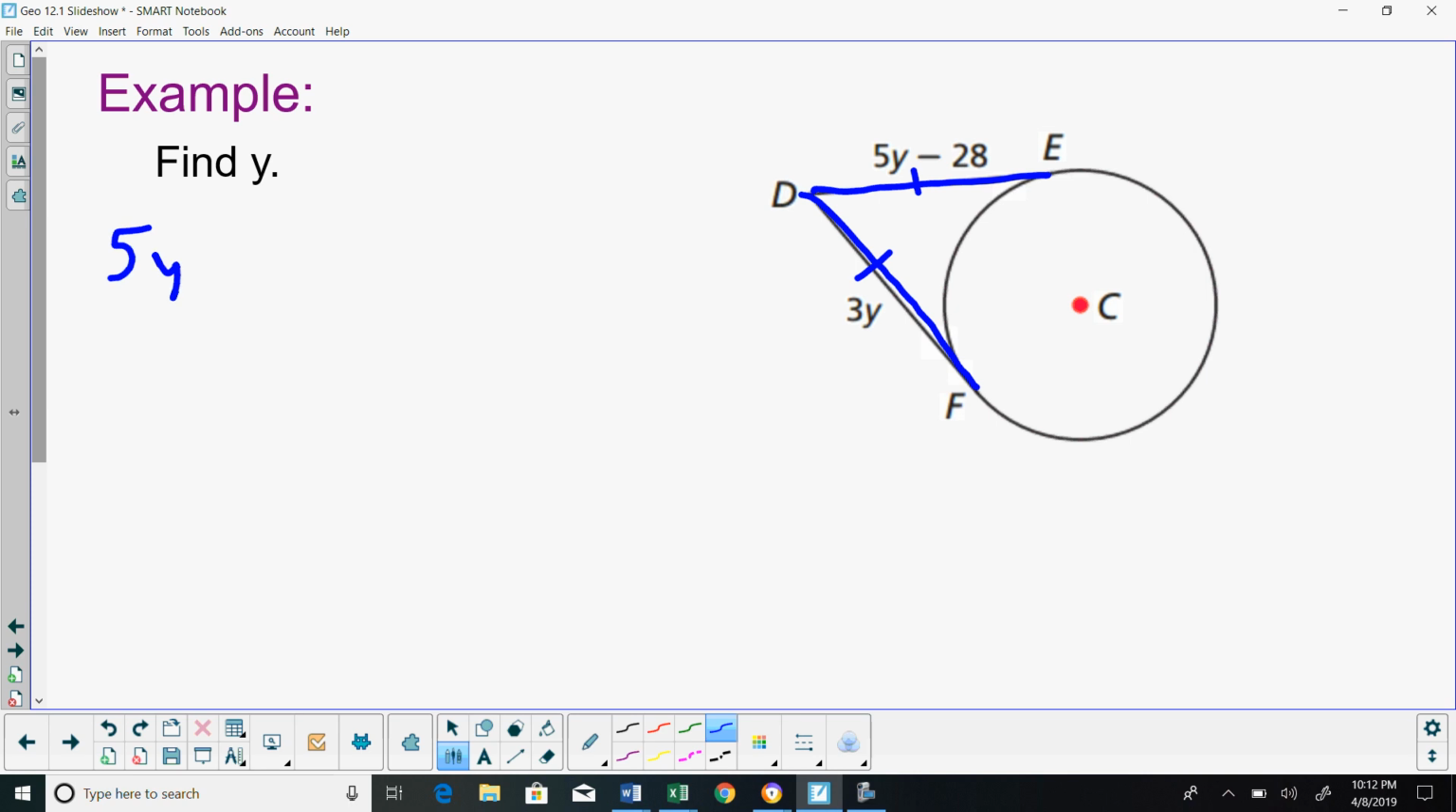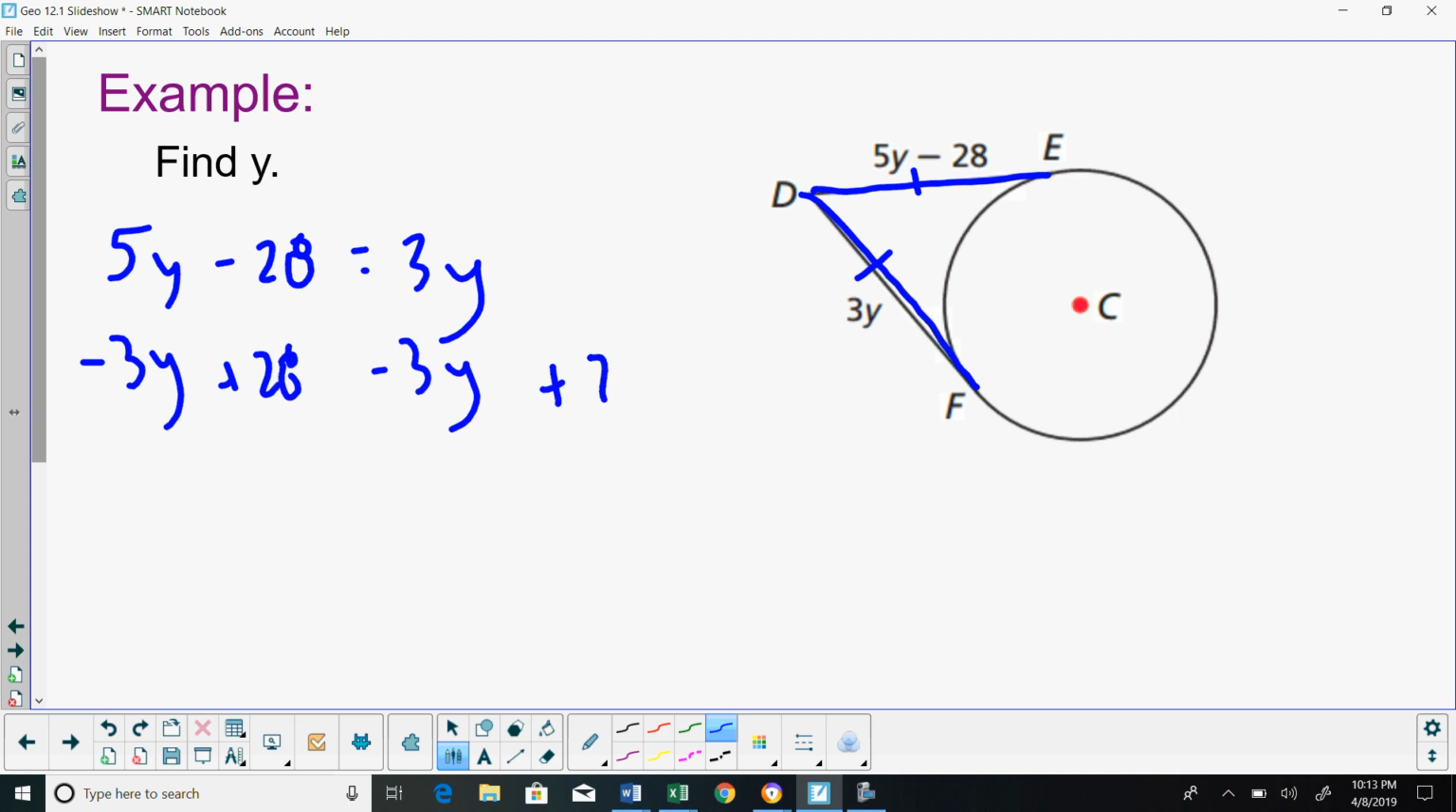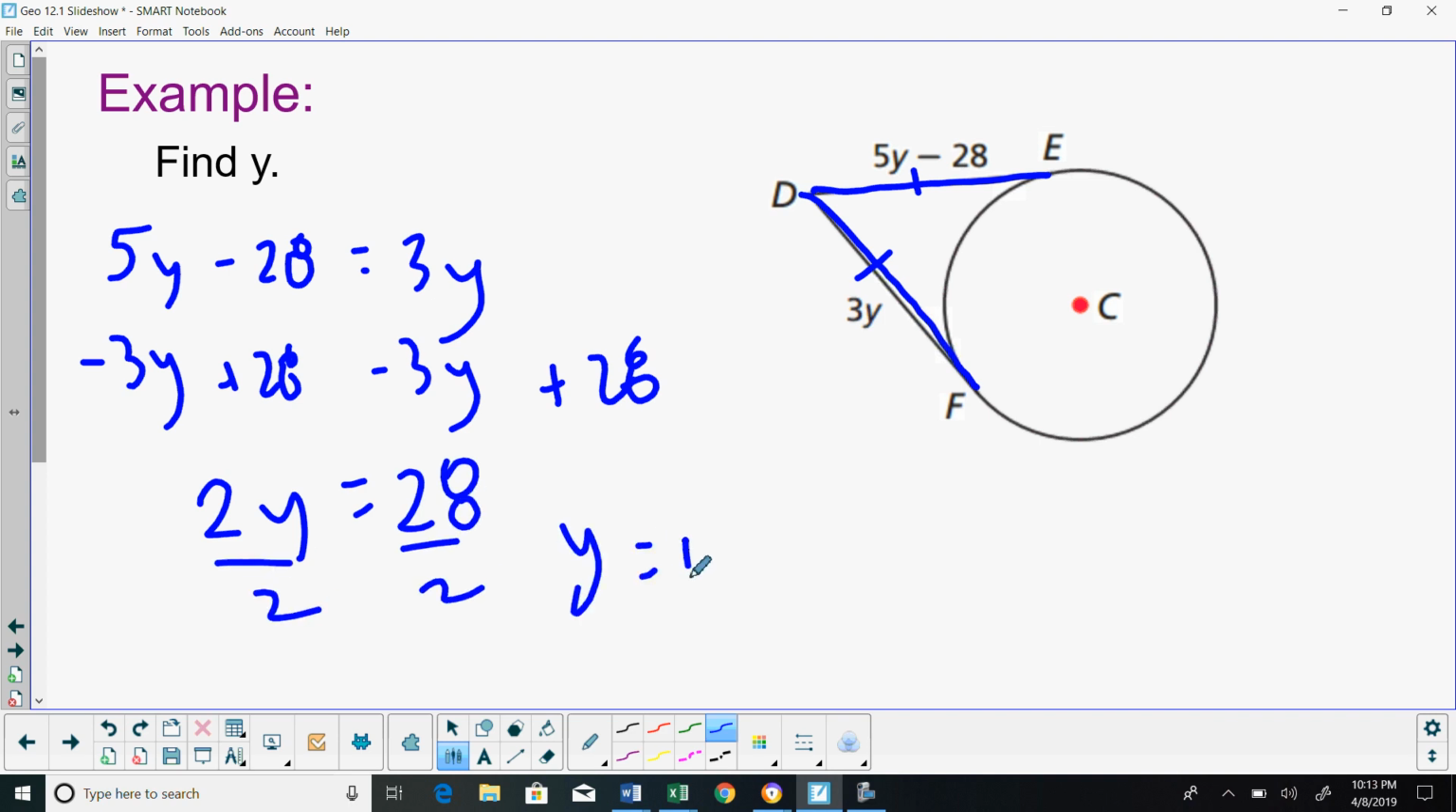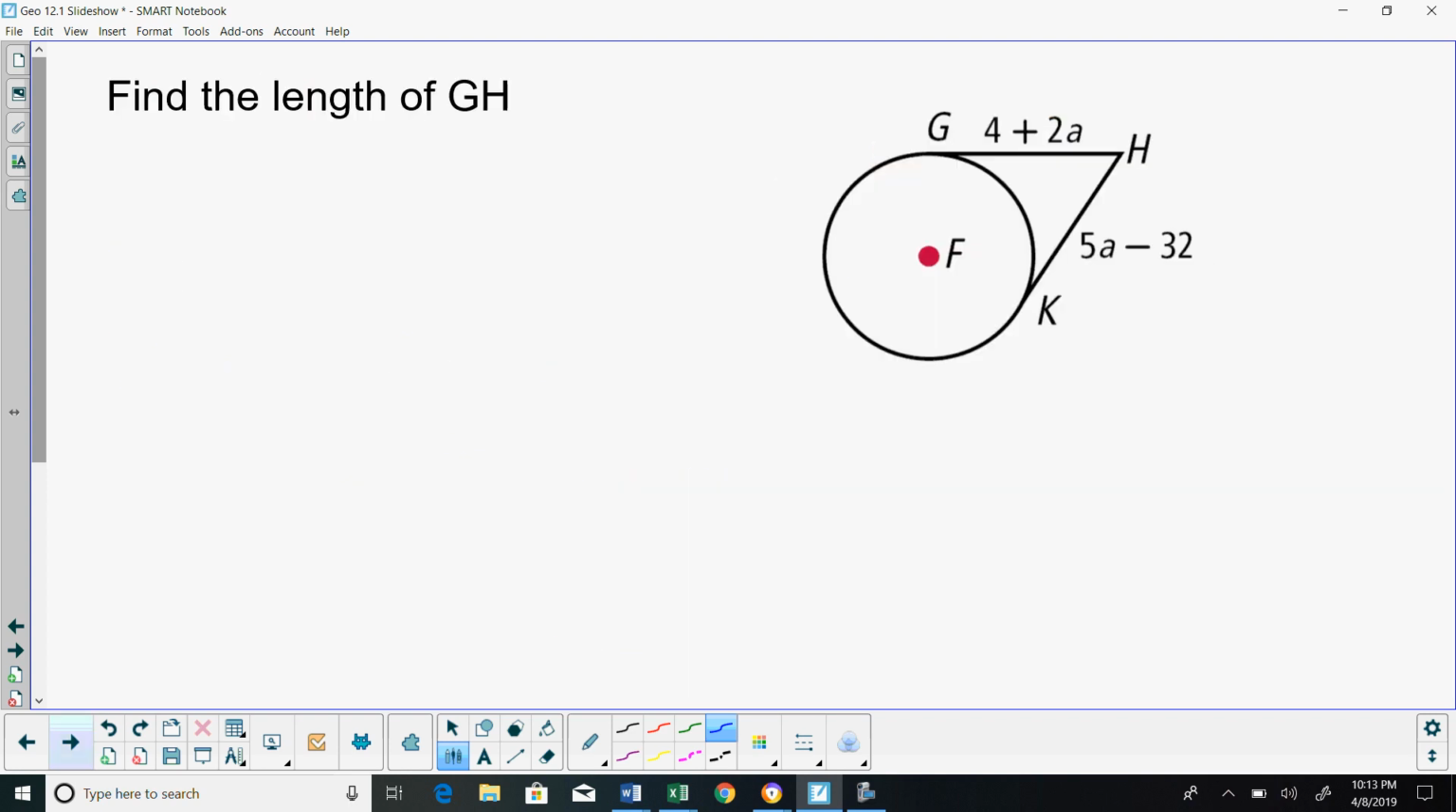So let's set 5y minus 28 equal to 3y, and we just need to solve this equation. I'm going to subtract 3y from both sides, and I'm going to add 28 to both sides. So it looks like I get 2y equals 28. Divide both sides by 2, and I get y equals 14. All right, one last example, and that's this one.